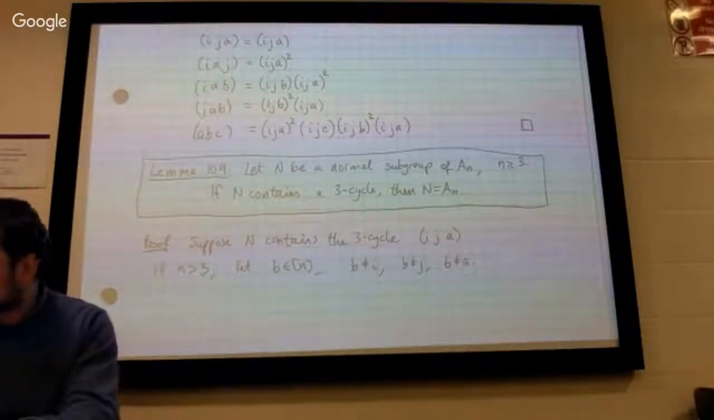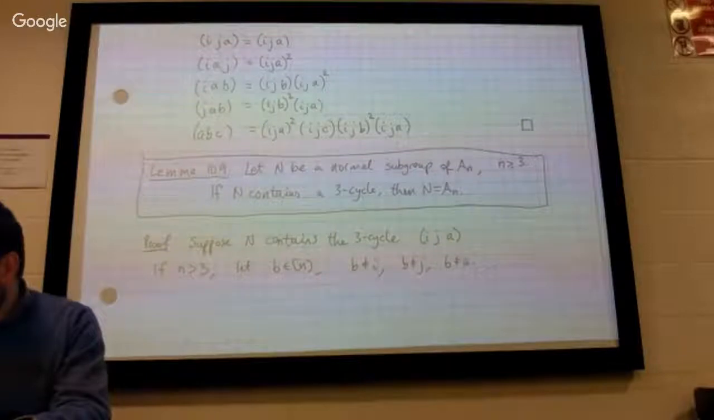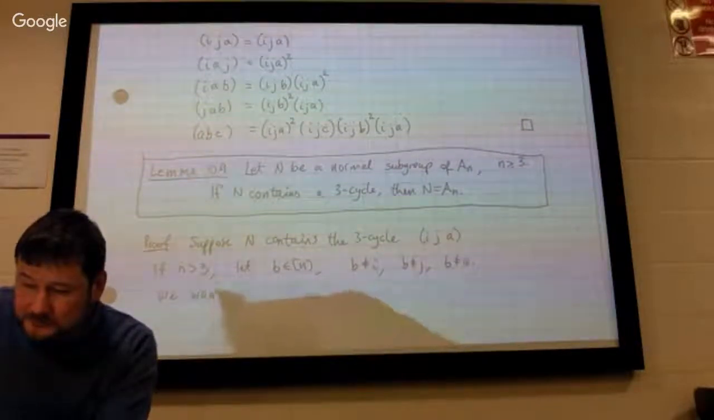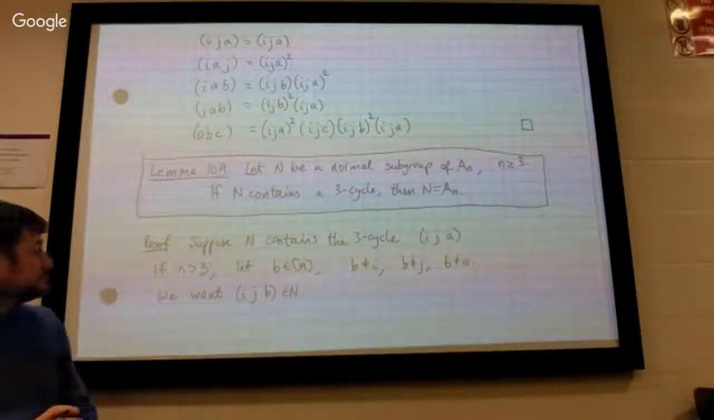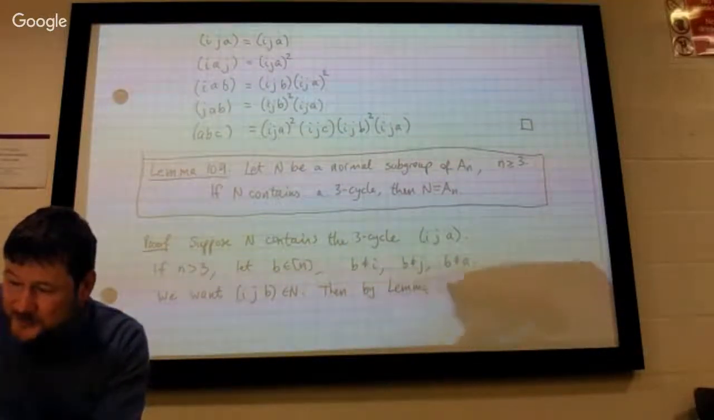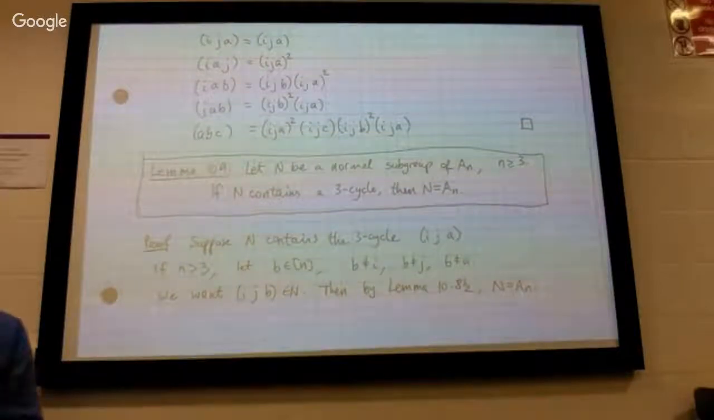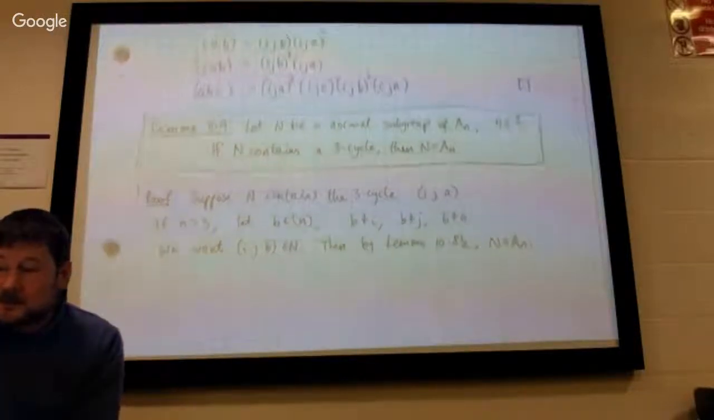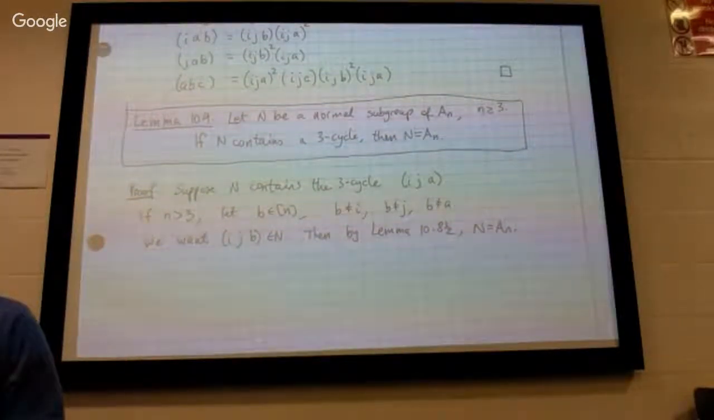So we want that (i j b) is in N. Then by lemma 10.8.5, N is A_n. So how do we get that? Nasty stuff.